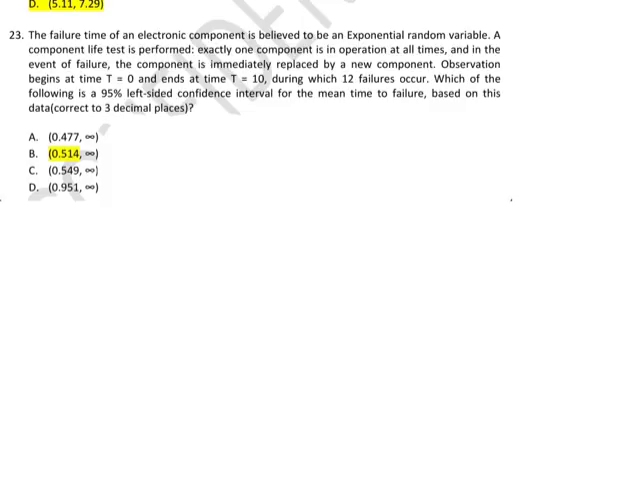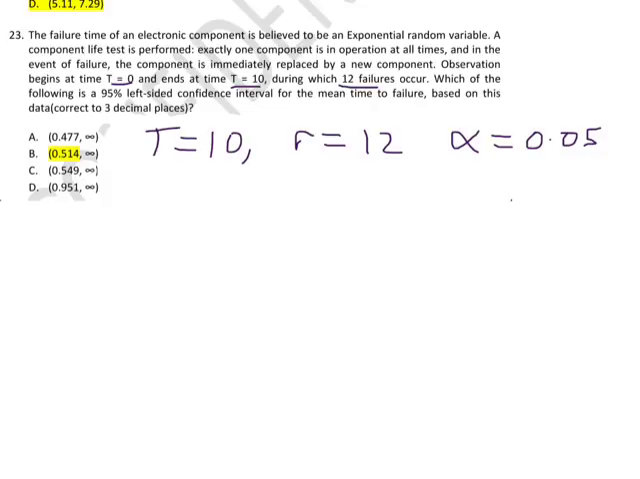Okay, so what information have we got in here that we can use to answer the question? Firstly, the most obvious is time is from 0 to 10. So let's say that t is equal to 10. We had 12 failures denoted by R. It's a 95% confidence interval, so alpha is equal to 0.05, or 1 minus the probability. What else do we need here?